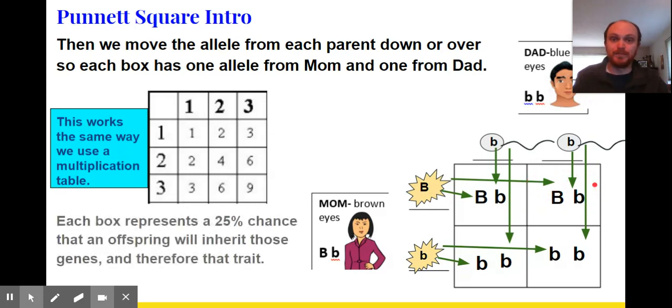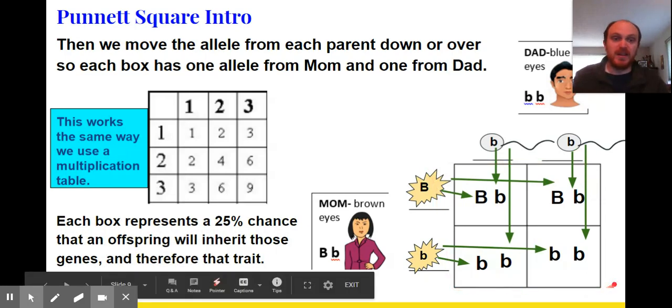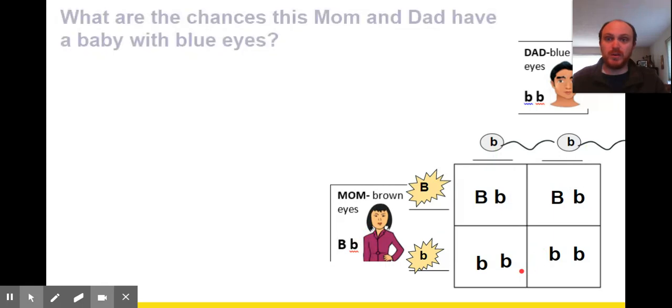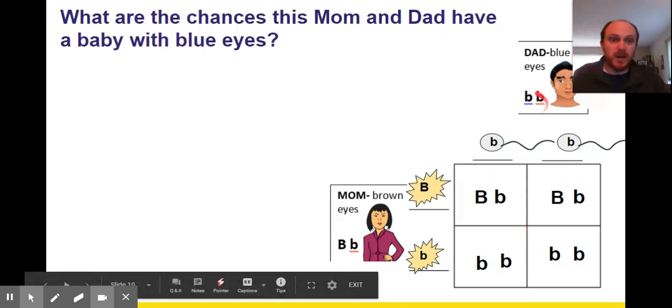Works the same way. Then each of these boxes represents something. Each of these boxes represents a 25% chance of an offspring having that allele, that genotype, and also then that trait. So then the question we go back to: what are the chances that this mom and this dad have a baby with blue eyes? Well, these are the 4 quarters, the 4 25% chances.